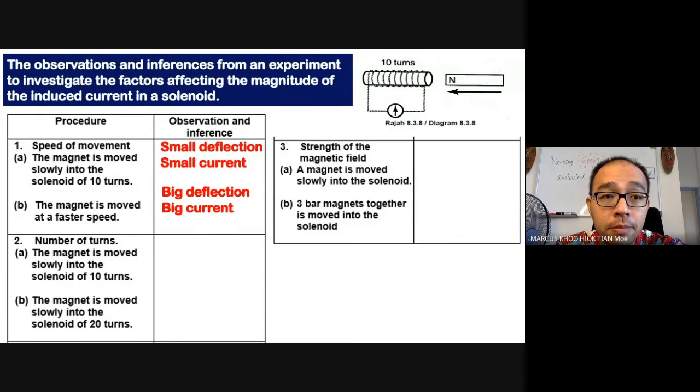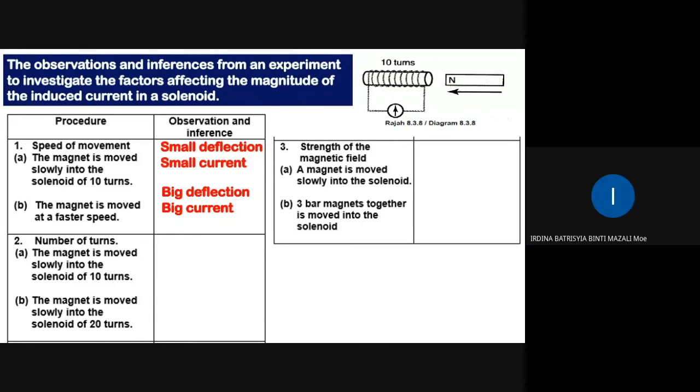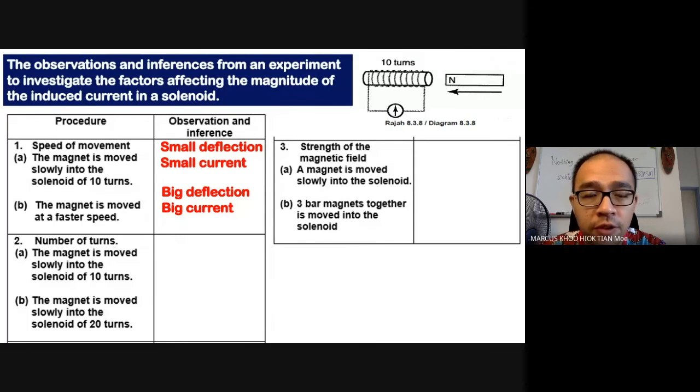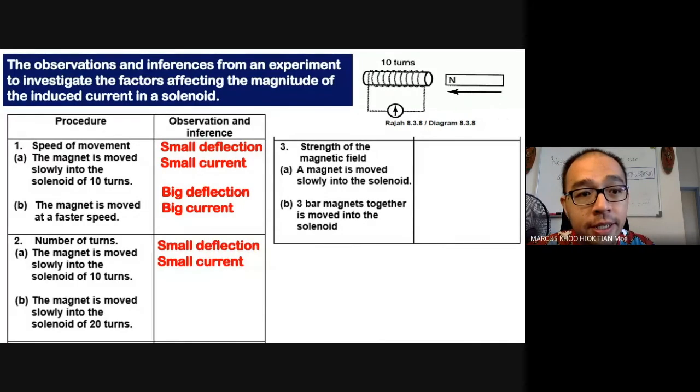Okay, so let's talk about the number of turns: 10 turns and 20 turns. Can somebody tell me the observation and inference for 10 turns, and for 20 turns? Small deflection. Small deflection because? Small current. Okay, small deflection because small current. And then the 20 turns will be? Big deflection, big current. Okay, that's very normal.